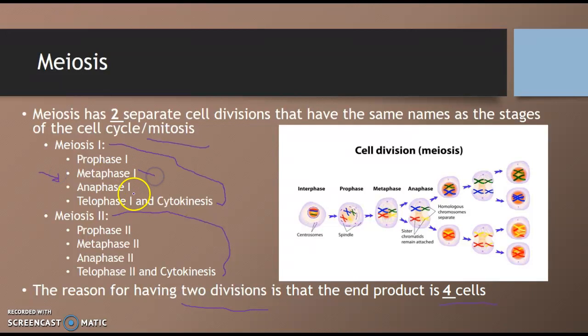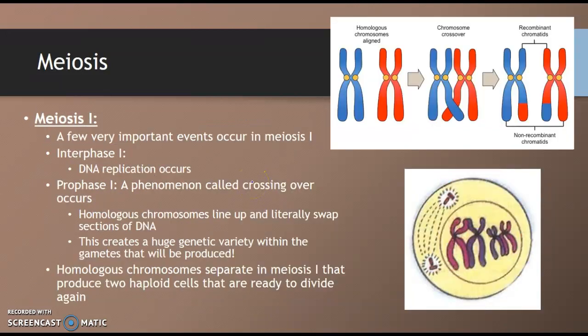Metaphase, they line up in the center of the cell. Anaphase, they get pulled apart. So let's talk about the main events that happen in meiosis 1. There's a few really important things that occur.